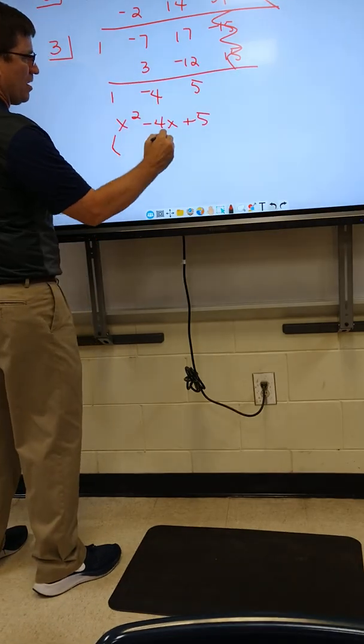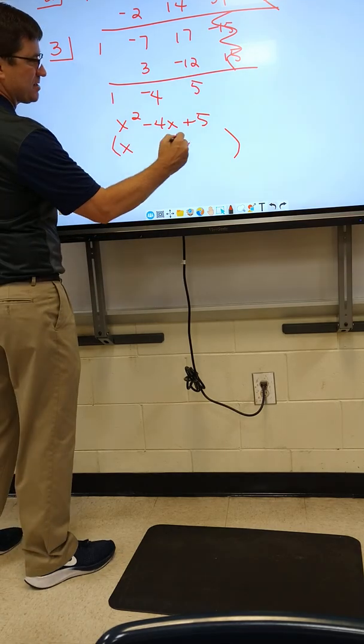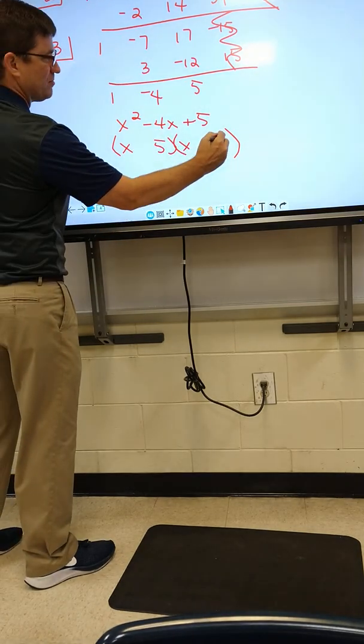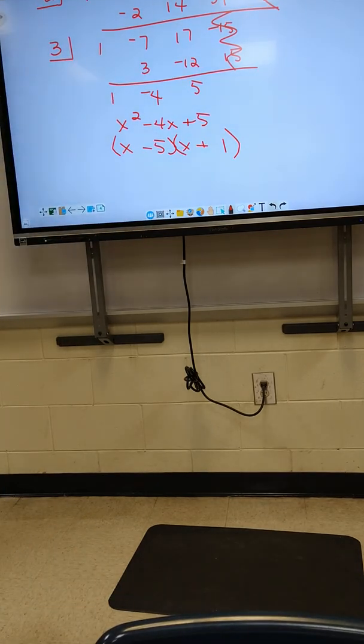All right, last year I missed this. I tried to factor this. I did x times x, I did 5 times 1. So somebody tell me, why can you not factor it out that way? It looks good, but something's wrong with it. What's wrong with it?